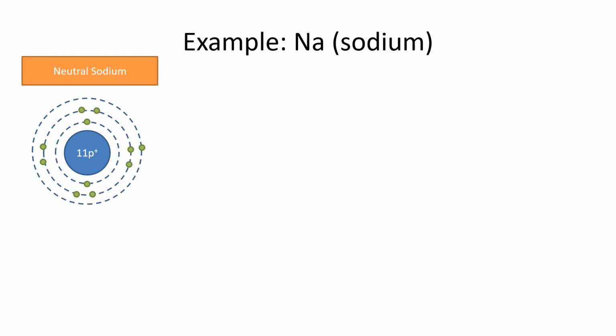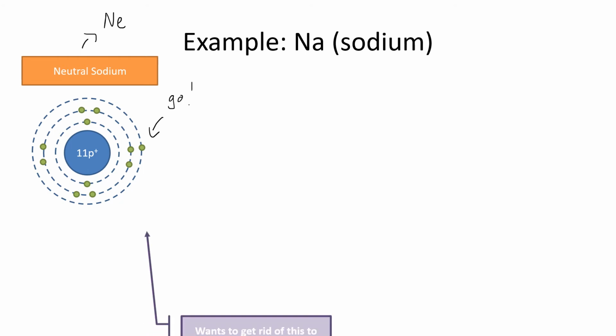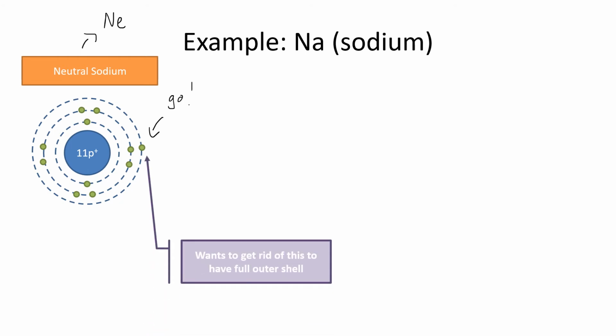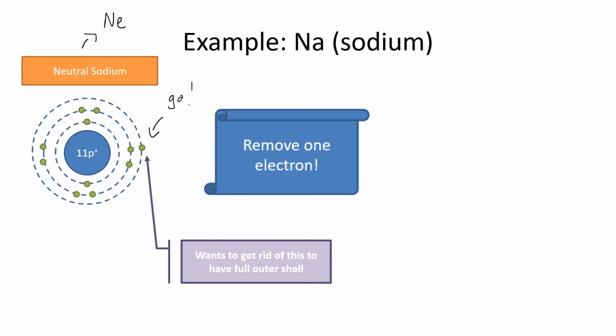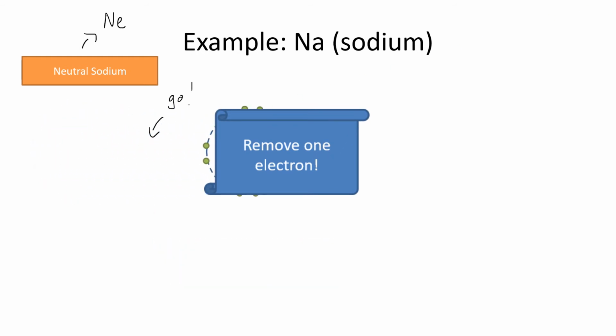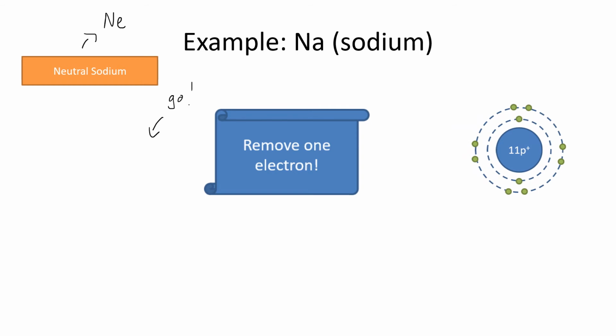Now, sodium wants to obtain the same configuration as its nearest noble gas. So the nearest noble gas to sodium would be neon. And neon has 10 total electrons. So that means this electron has to go, to have a full outer shell. So the electron is going, and as the electron goes, that shell completely disappears.